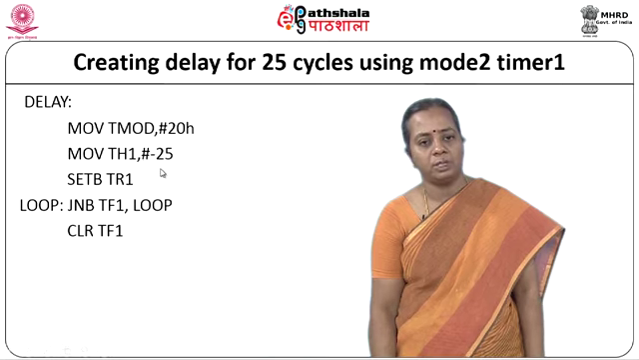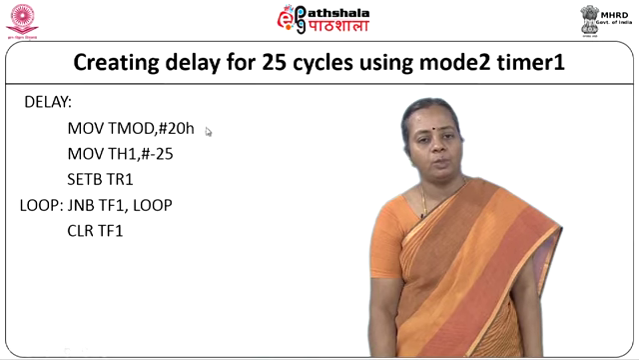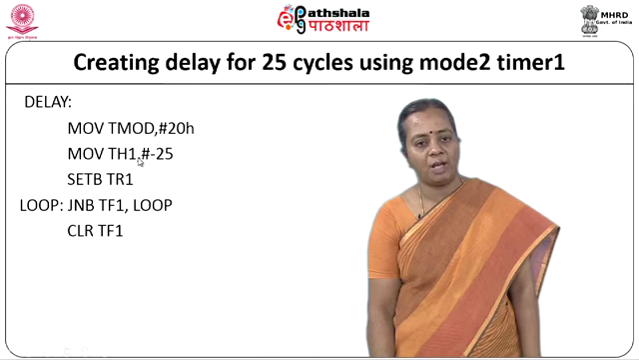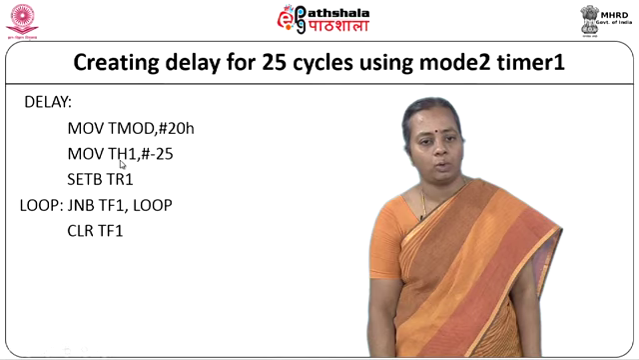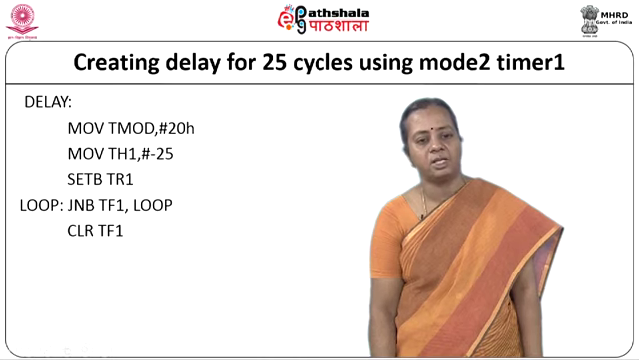So this is the best method without calculating anything. You can put directly minus something, and the system itself takes care of it: whatever the maximum value held by TH1 is, it is subtracted with 25 and loaded over there. So straight away I can put minus 25. Now it will run for only 25 counts, then it gets an overflow.